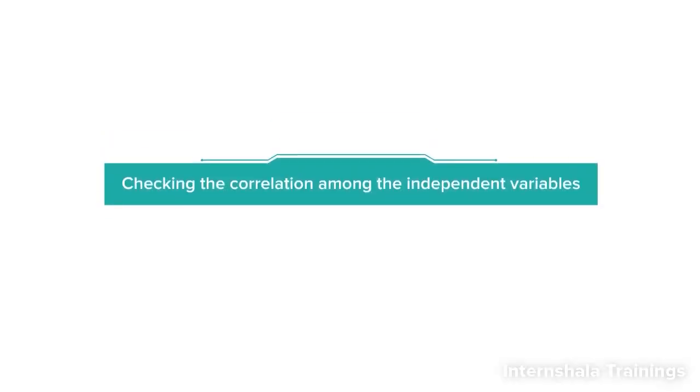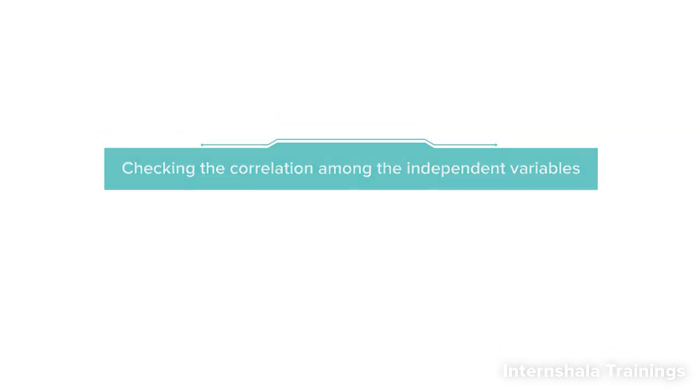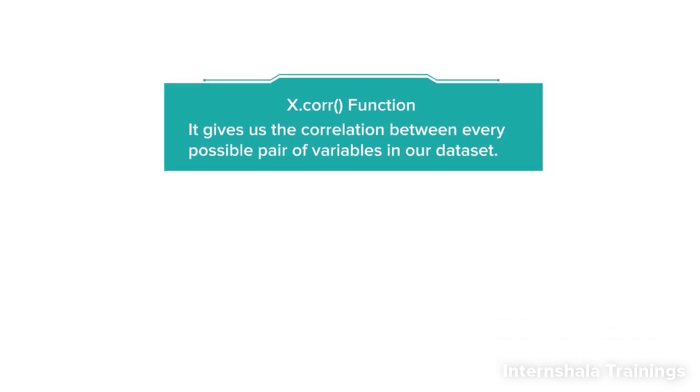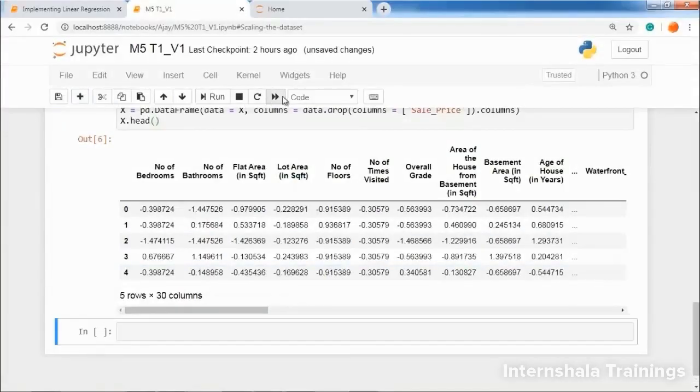Now that we have scaled the dataset, our first task before implementing the linear regression is to check for the correlation among the independent variables. We already know how to check this using the x.corr function, which gives us the correlation between every possible pair of variables in our dataset. So let's do this and look at the results.